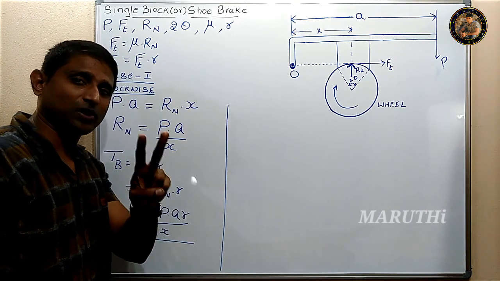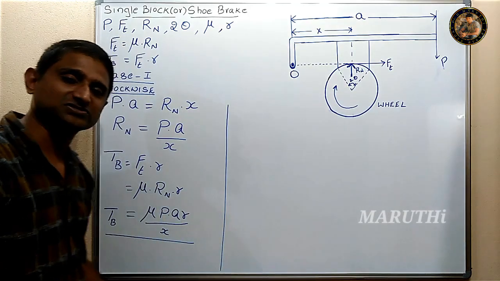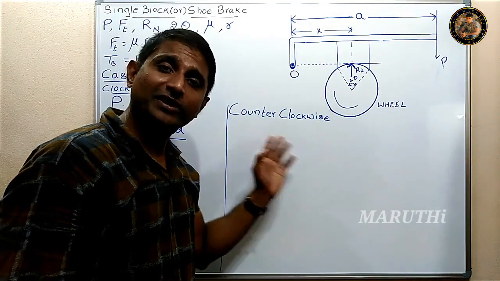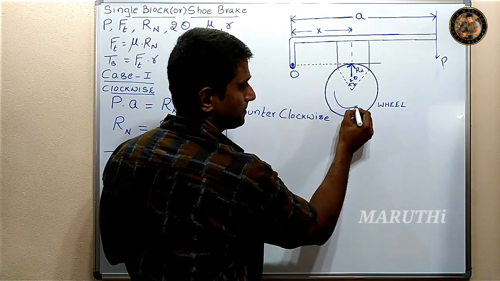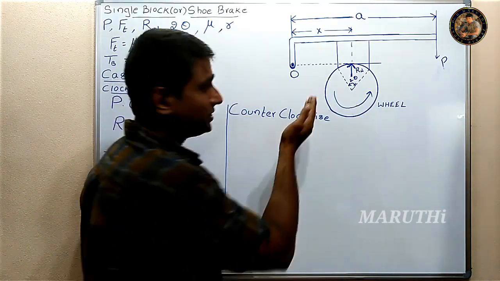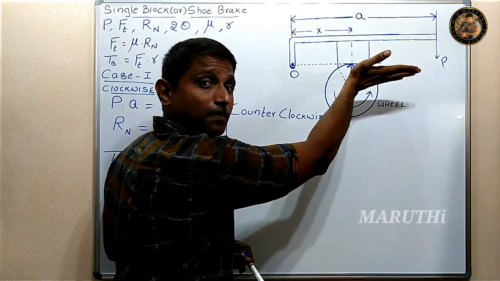Where there are two possibilities. One is brake drum rotating in clockwise, brake drum rotating in counterclockwise. So let us take now counterclockwise. Now, if we take counterclockwise direction, the brake drum rotates in this direction. Therefore, it is in this direction. And now, when it rotates in this direction, the friction force is in this direction on brake drum.